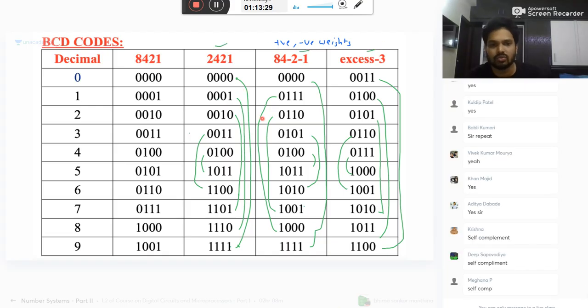Okay, so let me write that. What is the name for this? I will explain. Self-complementary code. It is called a self-complementary code. Okay, why is it called self-complementary? Listen.